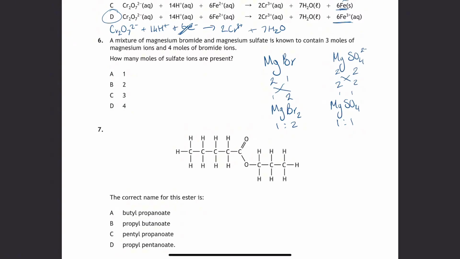Then the question tells us we've got 3 moles of magnesium ions. Because magnesium is in both, I'm just going to write this here for now: 3 moles of Mg. And then it's got 4 moles of bromide ions, so we can put that underneath the bromide. Now we can start using the ratios to work out the missing numbers. If it's a 2:1 ratio in the magnesium bromide, and we have 4 moles of bromide, then we must have 2 moles of magnesium here. Because there's 3 moles of magnesium altogether, we've used 2 moles here, which means there's 1 mole left for this substance. And because it's a 1:1 ratio between the magnesium and the sulfate, we must also have 1 mole of sulfate ions. So A.